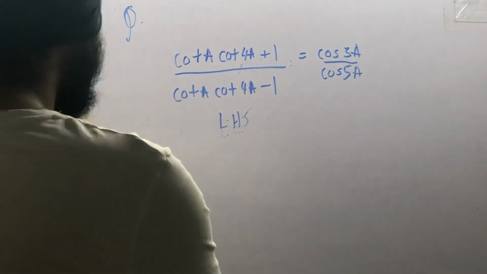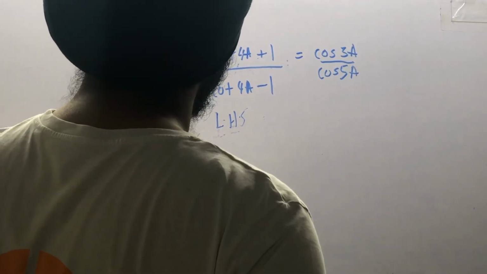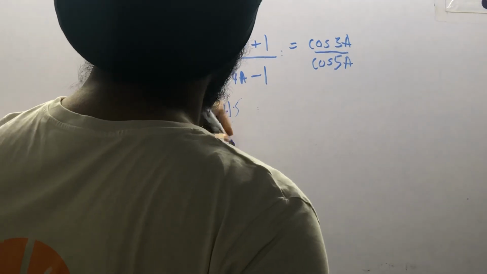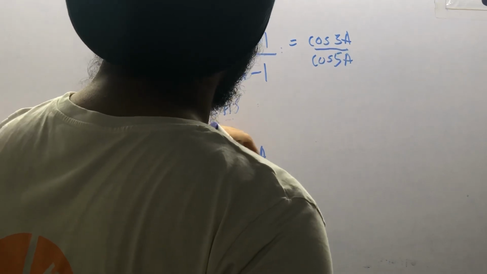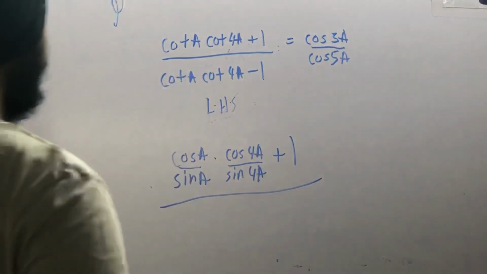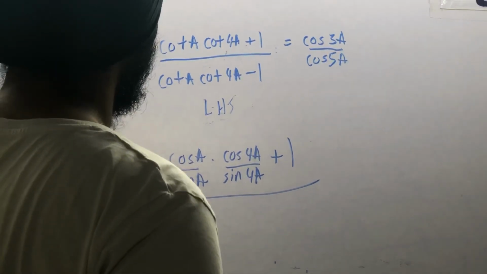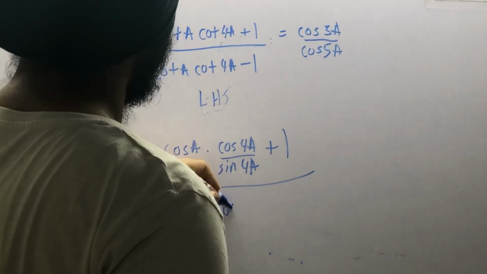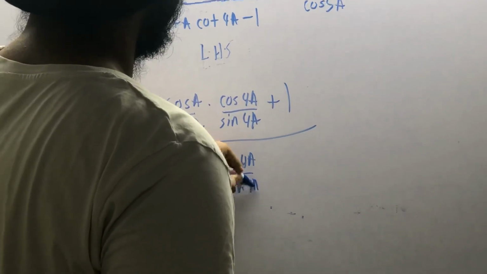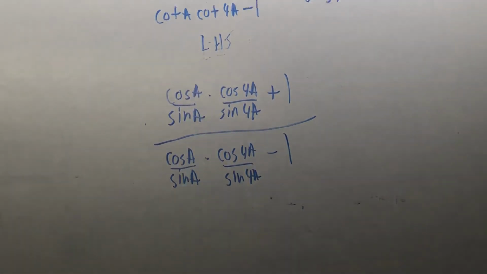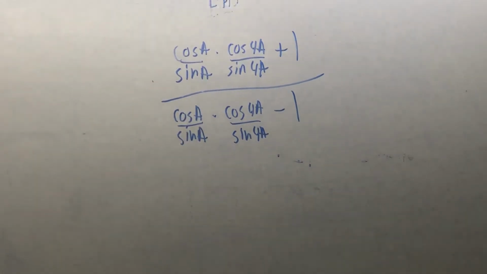Okay, so what is cot? Cot is cos A upon sin A into cos 4A upon sin 4A plus 1 divided by cos A. Okay. Now what will be the LCM? Sin A sin 4A, here also sin A sin 4A, just take the LCM.